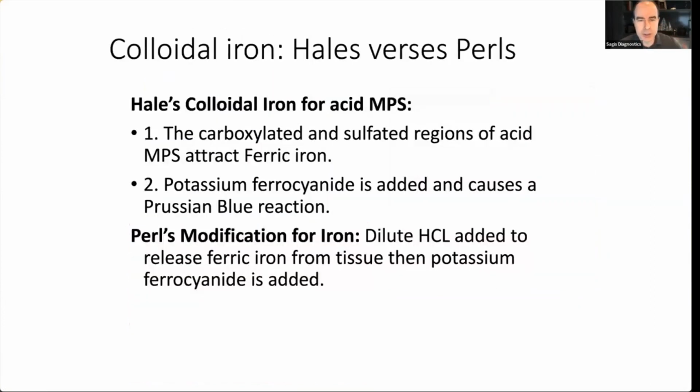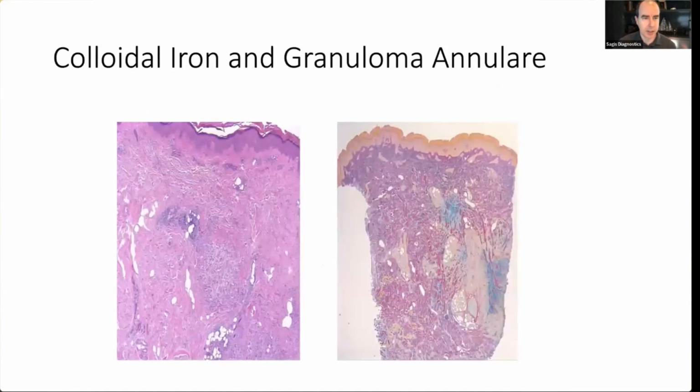Colloidal iron, this is going to stain for mucins, and we can use a Perls modification for iron. Okay, so I just wanted to get you used to this. So there's Hales colloidal iron for mucin, and then there's Perls iron stain, which is the Perls modification that's going to give us iron. Okay, so here's colloidal iron and granuloma annulare.